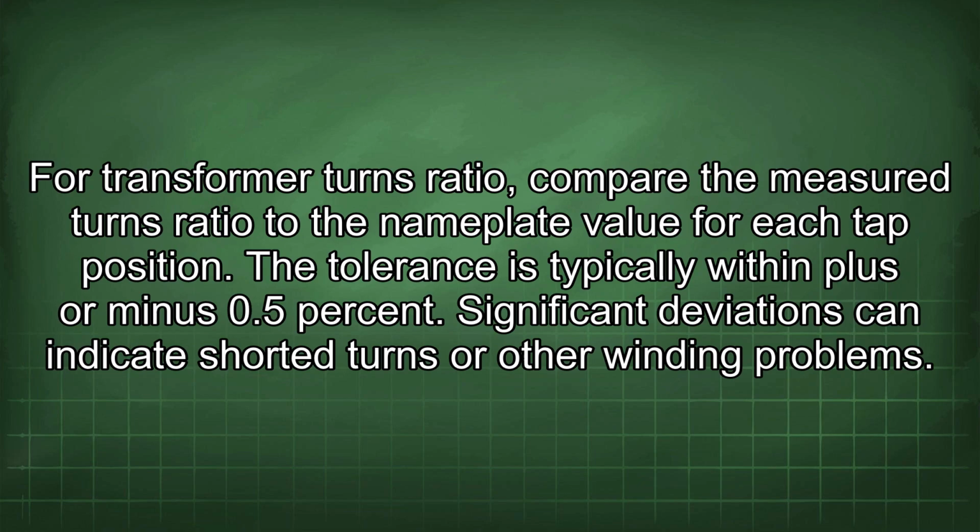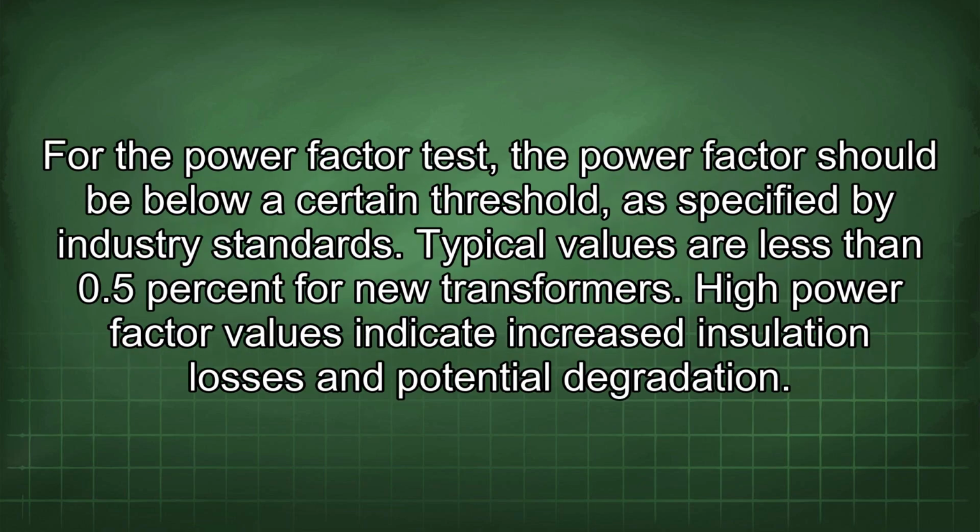For transformer turns ratio, compare the measured turns ratio to the nameplate value for each tap position. The tolerance is typically within plus or minus 0.5%. Significant deviations can indicate shorted turns or other winding problems. For the power factor test, the power factor should be below a certain threshold as specified by industry standards. Typical values are less than 0.5% for new transformers. High power factor values indicate increased insulation losses and potential degradation.